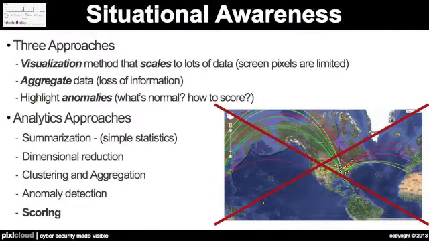There's sort of 3 approaches. Well, you come up with a visualization that scales, but the problem is I don't really have that many pixels to display 1 billion records. So how do I do that? I have to come up with something. Probably aggregate the data somehow, but we lose information doing so, obviously. And then how do I highlight anomalies? Again, what's normal? How do I score things? There's a bunch of things we can try to do.